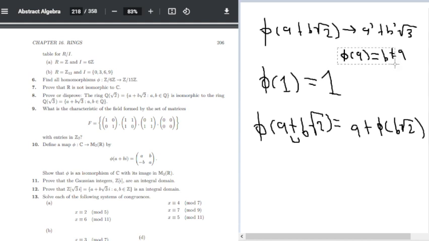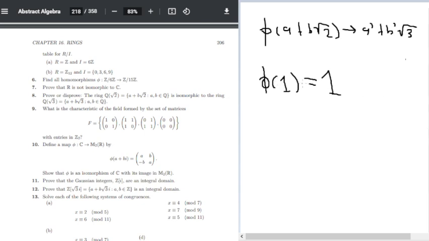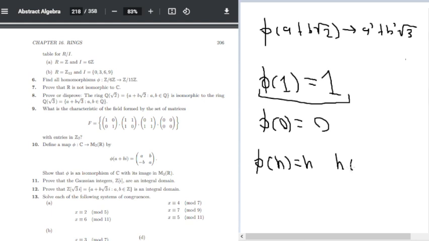Okay, so let's think about it. First of all, let me try to prove some more elementary properties before I worry about all this. So an isomorphism from the rationals takes phi of 1 to 1, obviously. It takes phi of 0 to 0. And from this especially, it follows that phi of n equals n for n in Z.